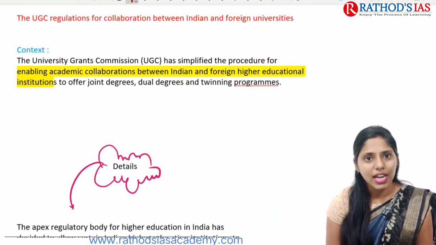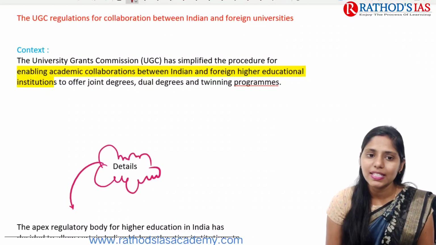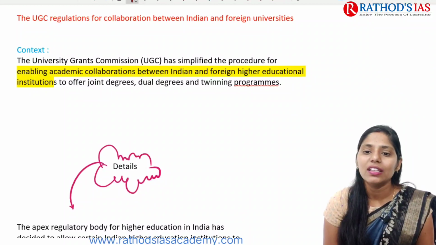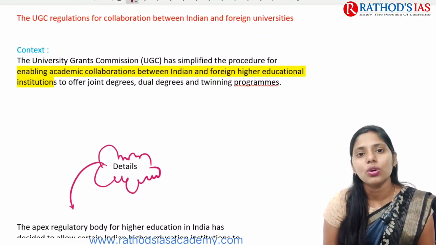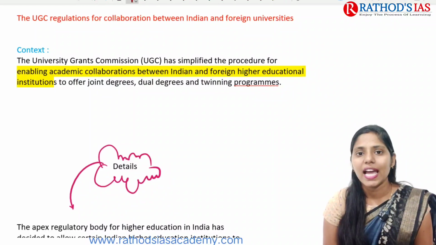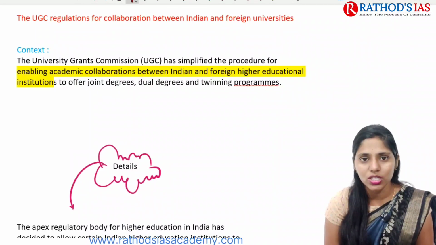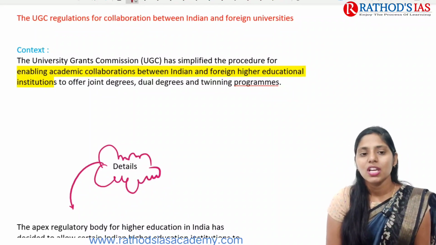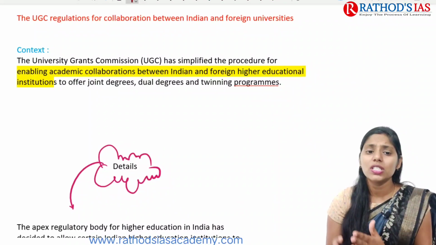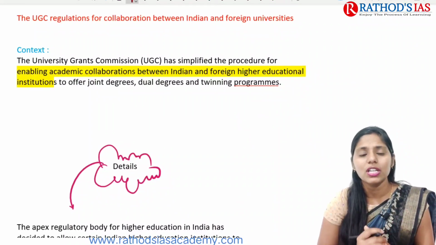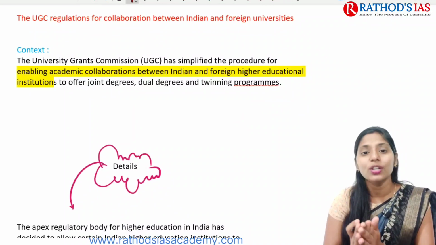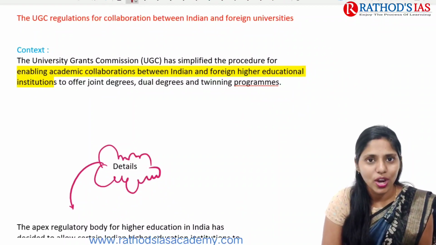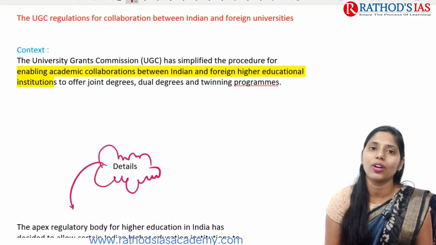So now let us see the context. It mainly says that the UGC, the University Grants Commission, has simplified the procedure for enabling academic collaborations between Indian and foreign higher education institutions, and they are going to offer joint degrees, dual courses and twinning programs. So now the UGC has simplified the procedure, and Indian colleges and universities can collaborate with foreign universities and come up with joint degrees, dual degrees and some programs together.